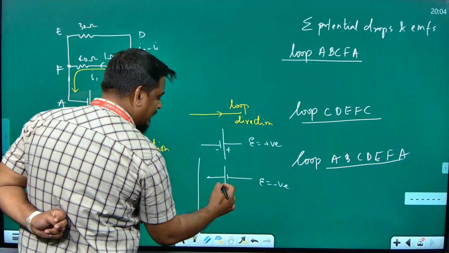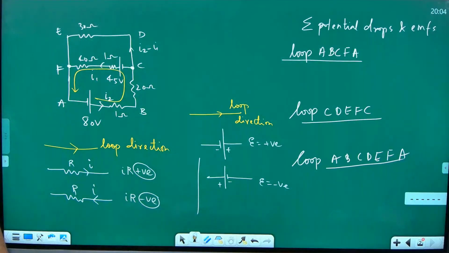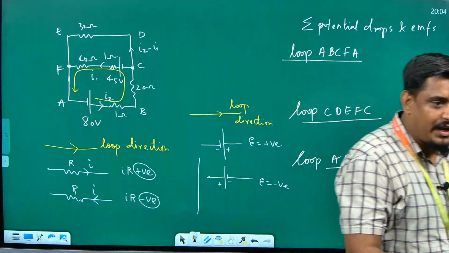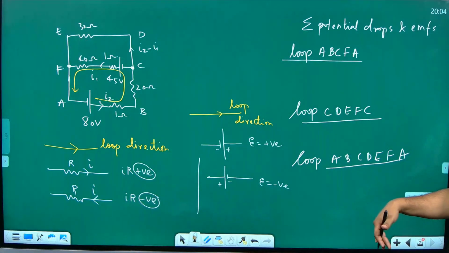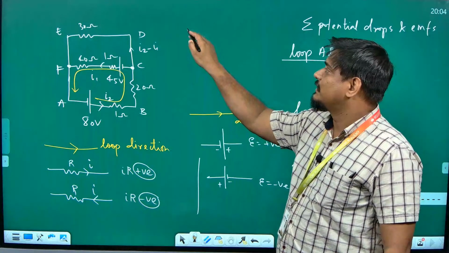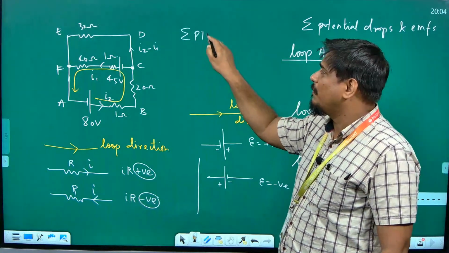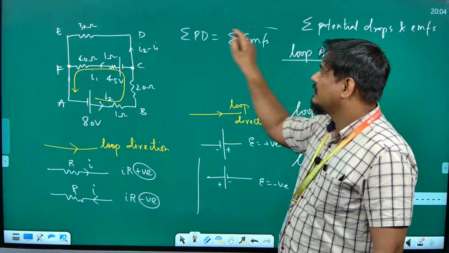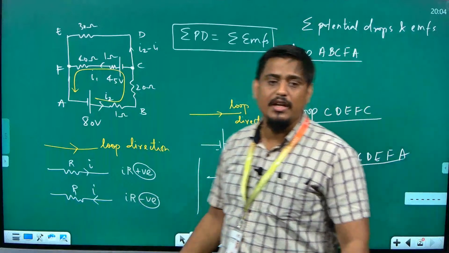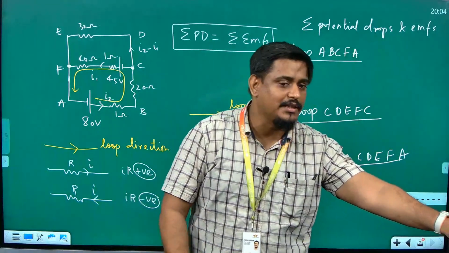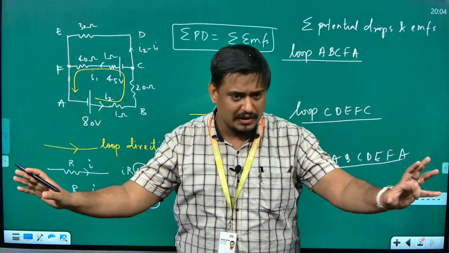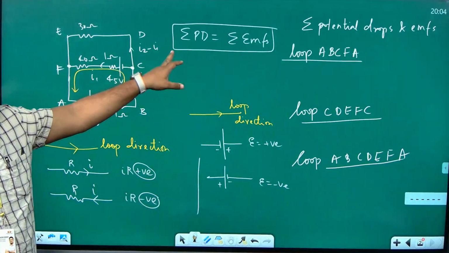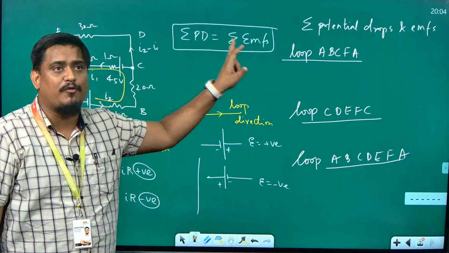But one thing I want to disclaim here, disclaimer is, I gave you net value of EMF is 0, and when you write the net EMF as 0, you are going to get summation of all the potential drop must be equal to summation of all the EMFs. Like how we got in junction law, summation of all the incoming current is equal to summation of all the outgoing current. Same way in a loop, always summation of all the potential drops will be equal to summation of all the EMFs.